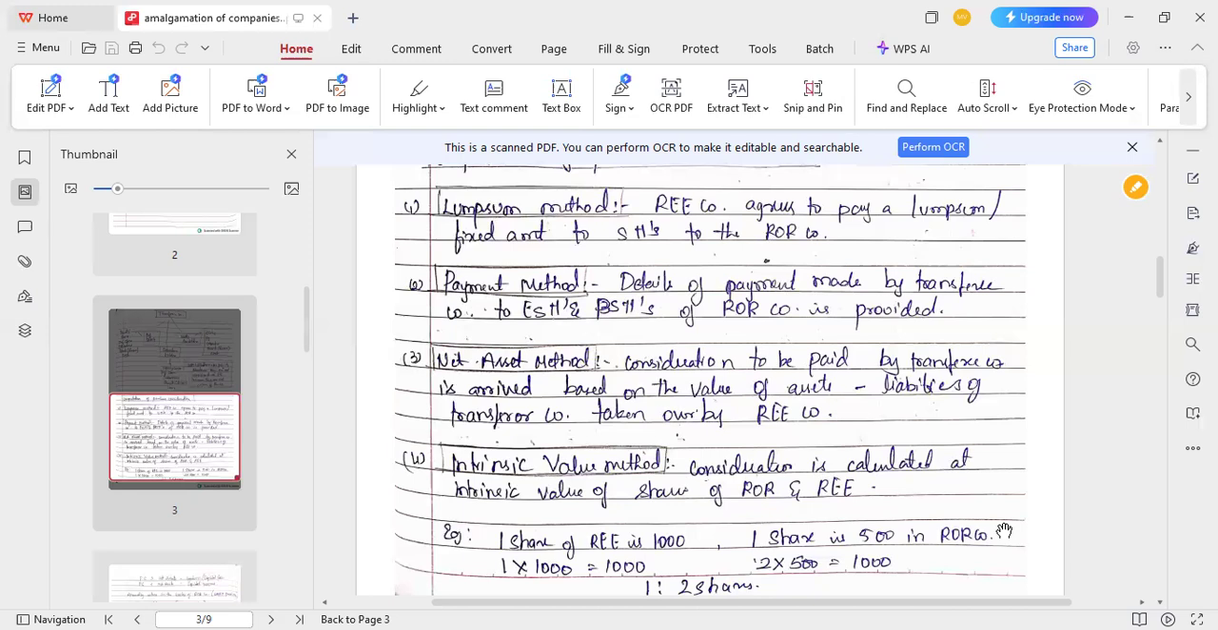So they mutually agree to take over the assets at a mutually agreed price. This is the crux of the net asset method, where the total assets are calculated and reduced by the total liabilities available. So this is the net asset method.